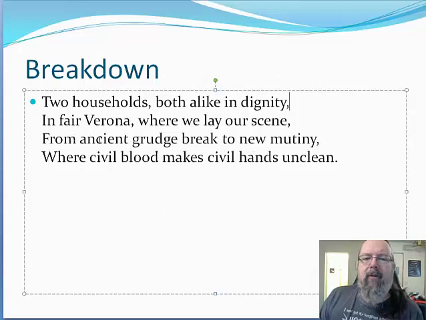The third line, from ancient grudge, it's breaking to new mutiny. We've got an old feud between these 2 houses, and they're going to start fighting anew. Okay, it's a big rivalry, and they're going to start fighting all over again. Where civil blood makes civil hands unclean. Even the civilians are getting involved in this fight. Okay, they have to dirty their hands to stop these people from fighting, to break it up sometimes. So that's the setting of this play. We haven't even heard about Romeo and Juliet yet. We just know their families are fighting.